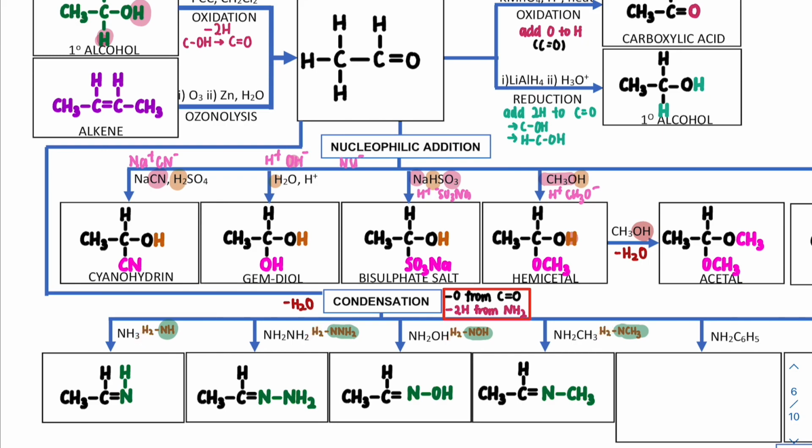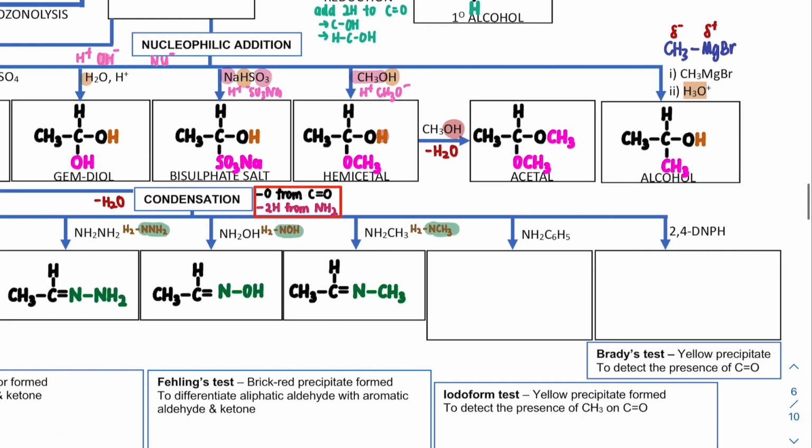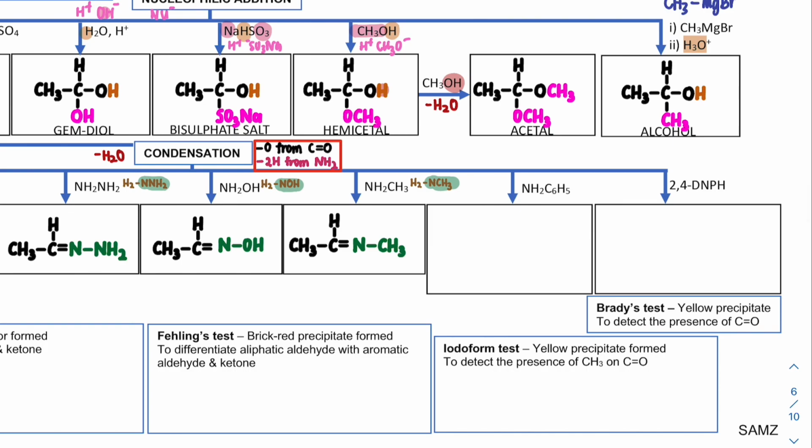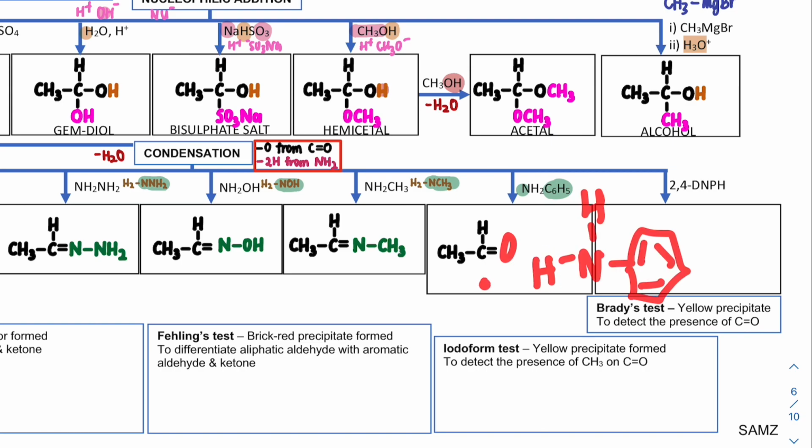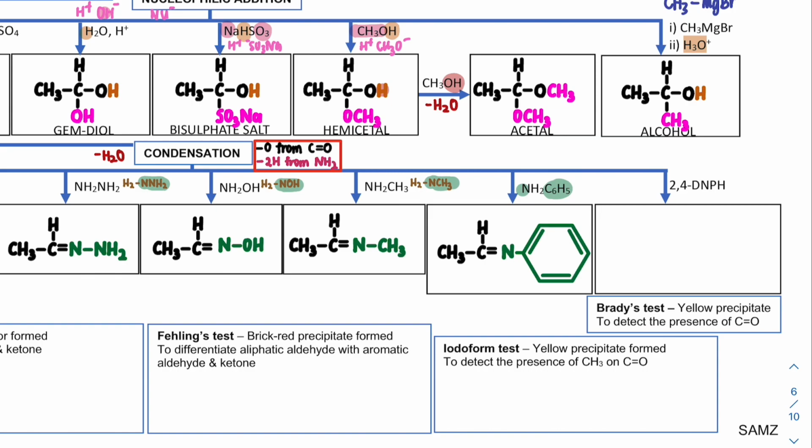Next, this one is NH2C6H5. What is this? It is actually our aniline. We have our benzene ring and our NH2. Again, what we're going to do is remove the H2. So what is left is only our nitrogen and our benzene ring. Our carbonyl will be this one. Since the oxygen and 2 hydrogens from the aniline are removed, this will directly combine to our carbon double bond. So this will be the product.